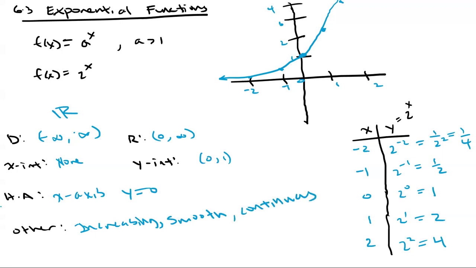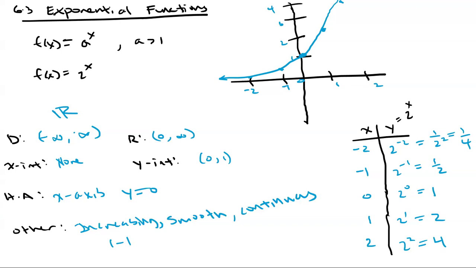Continuous means you can draw the graph without lifting up your pencil. If at any point you have to lift up your pencil to draw the graph, that means it's not continuous anymore. So again, it's continuous no matter where, from -infinity to +infinity. And it's also called one-to-one. What does that mean?